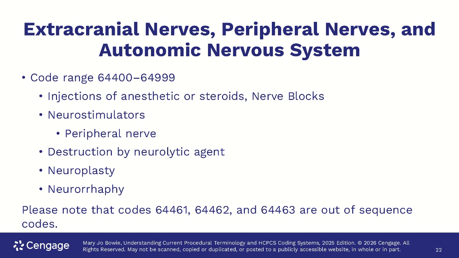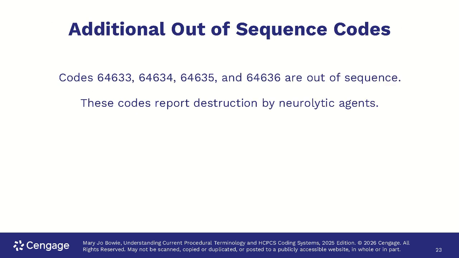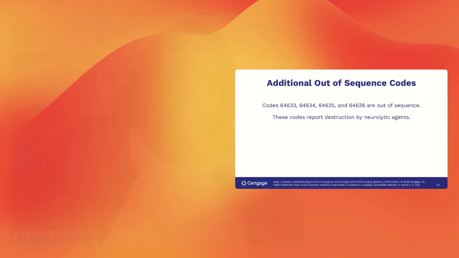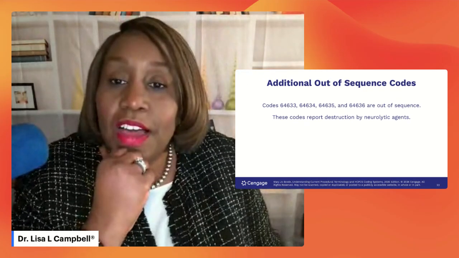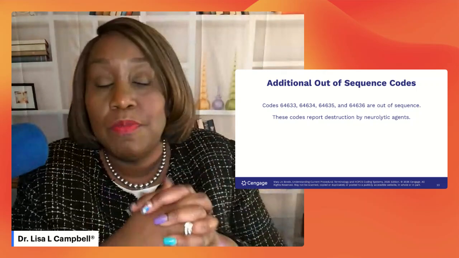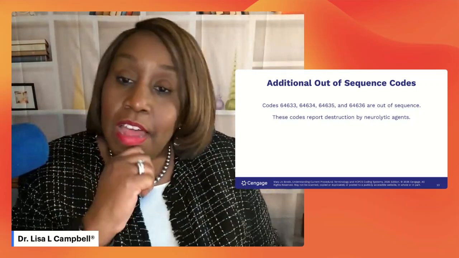And these codes are out of order. Now, when you are coding procedures that are completed on the nerves, you really have to identify the specific nerve on which the procedure was completed. This area can be pretty complex, so you got to read each and every detail of the operative note because it's a lot going on.